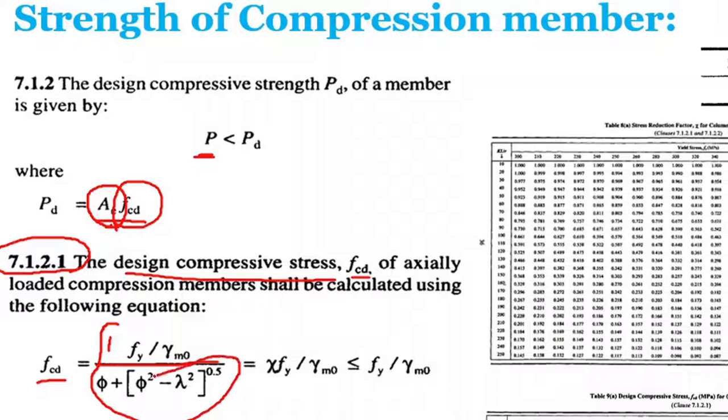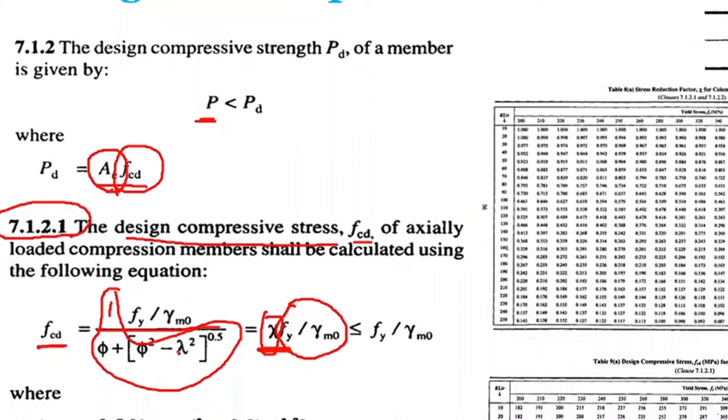So this can be written as a stress reduction factor. So Fcd, the design compressive strength, is also written as the stress reduction factor multiplied with yield stress upon gamma m0, which should always be less than or equal to yield stress upon gamma m0. This stress reduction factor can be calculated if you know what phi and lambda are.